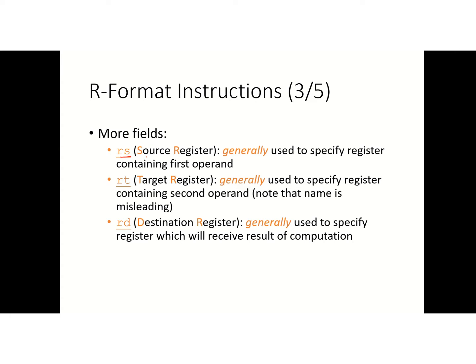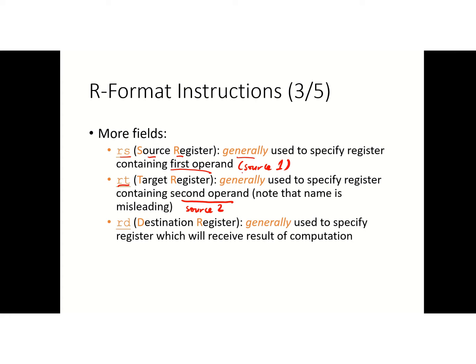RS consists of the source register, generally used to specify the register containing the first operand. So first operand or source 1. Next is the target register or RT, generally used to specify the register containing the second operand. Note that the name is sometimes misleading, but for R format, RT becomes source 2.